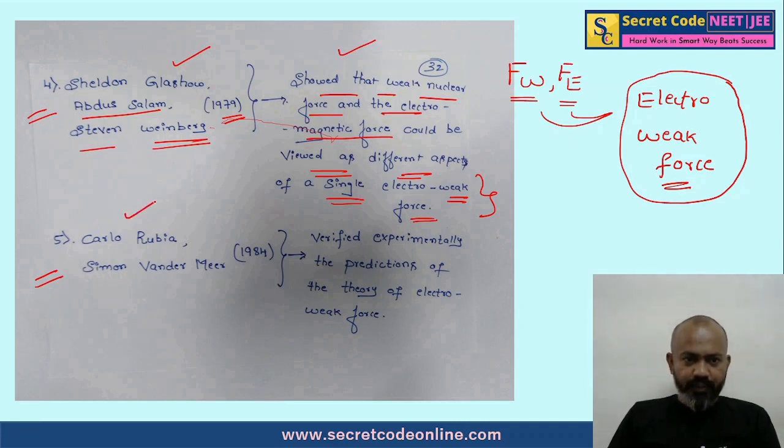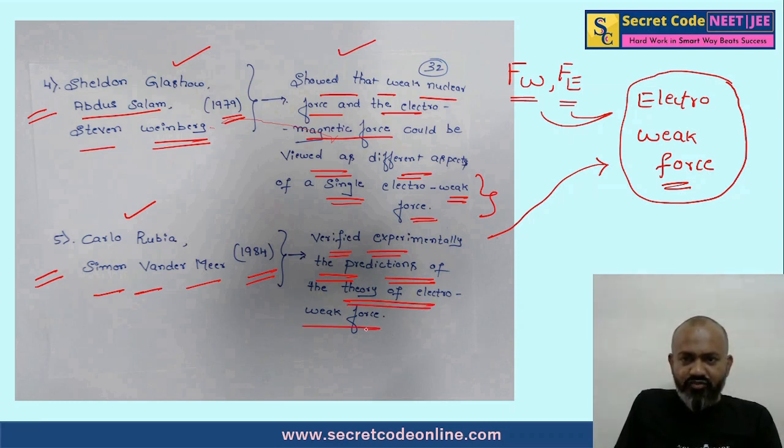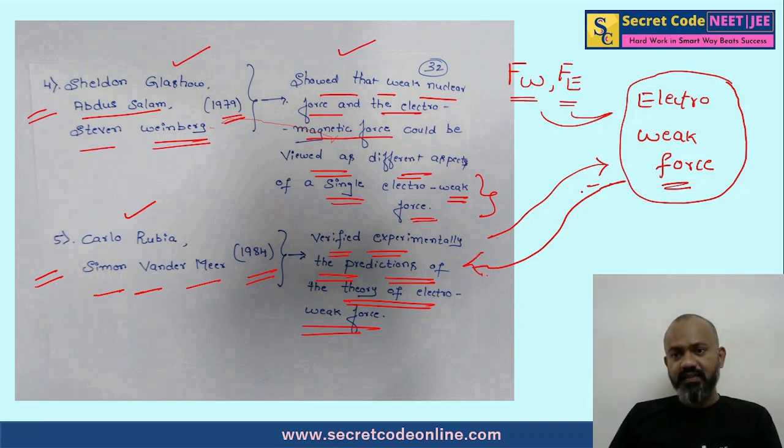Carlo Rubbia and Simon van der Meer, in the year 1984, experimentally verified the prediction of the theory of the electroweak force. They did not prove, they verified. That was the fifth unification work.